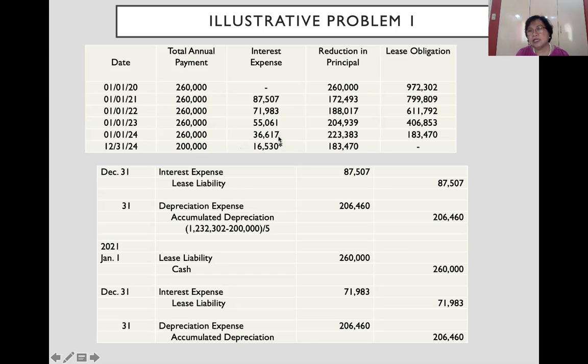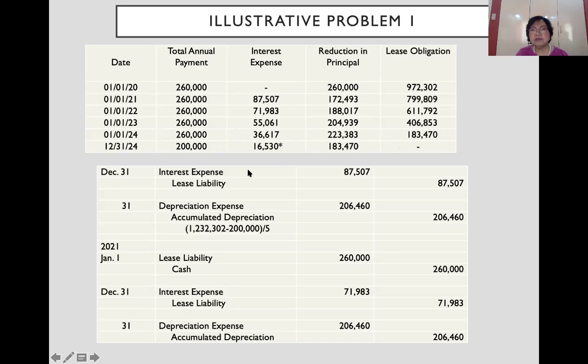There is an asterisk here signifying that this is actually rounded off because at the end of the lease term, your lease liability will have to be brought to zero. So if you are to do manual or Excel computation, we will have a certain difference here. But this difference is just due to rounding off. What is important at the end of the lease term is that you have to bring the lease liability to zero. Therefore, what is adjusted is the amount that is applied to interest expense.